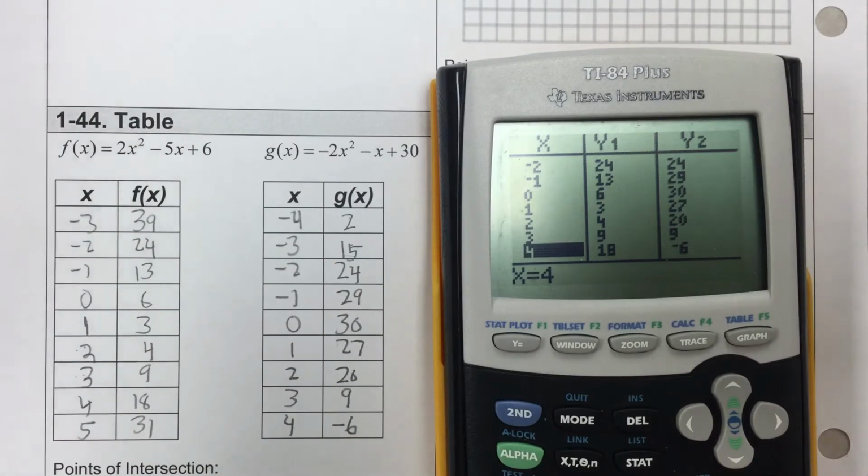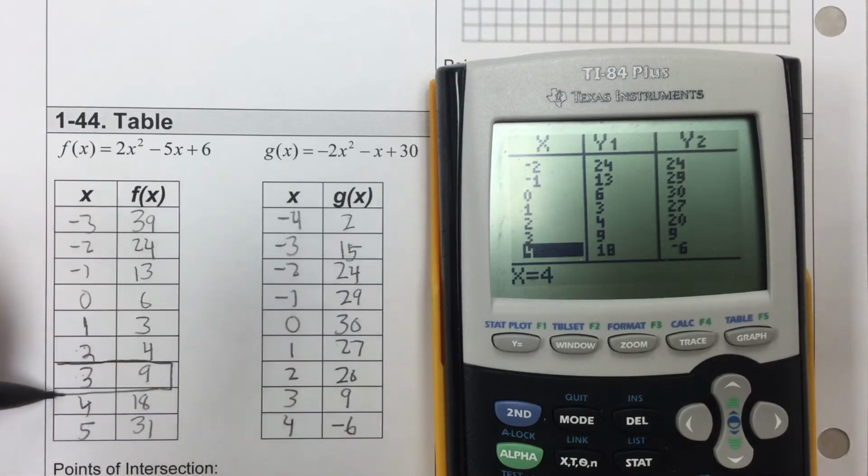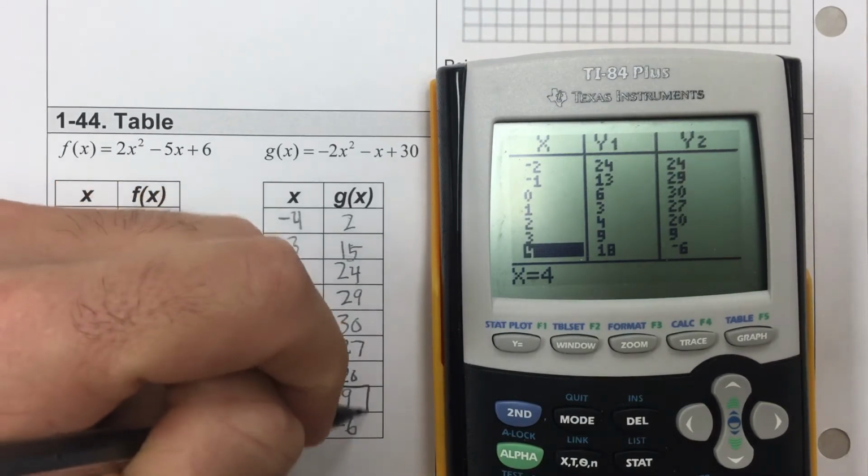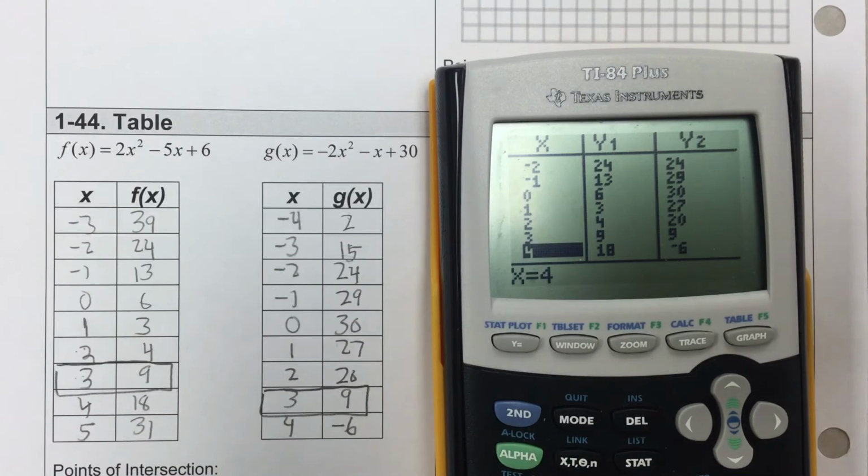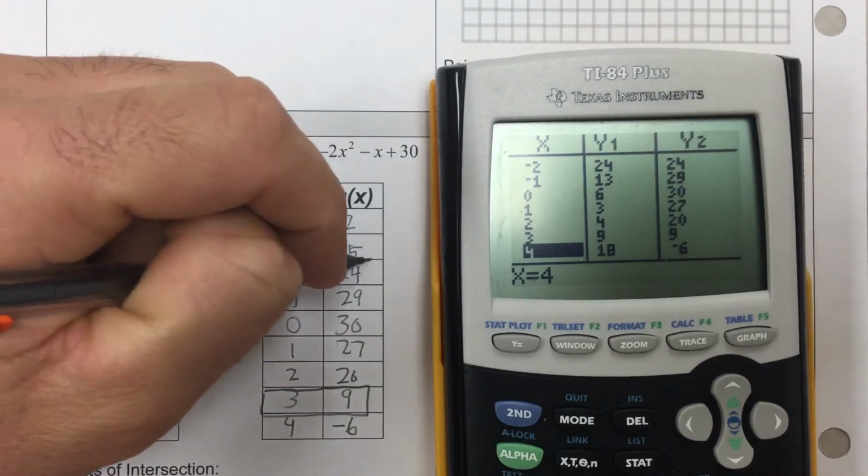Now, we could solve this system just by looking at the table. And we can solve it by looking for the exact same values. So, for example, this table has the point negative 3, 39 on it. So does this one, negative 3, 39. What other point do they share? That's right, negative 2, 24, negative 2, 24.